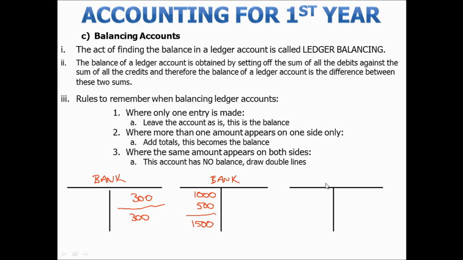Draw double lines. For example, let's say our bank account had an inflow of cash for services rendered to the value of 500 Rand, and we had expenses to the value of 500 Rand in that month. These two values would then cancel each other out, and the bank ledger account would then be closed off at a zero amount.